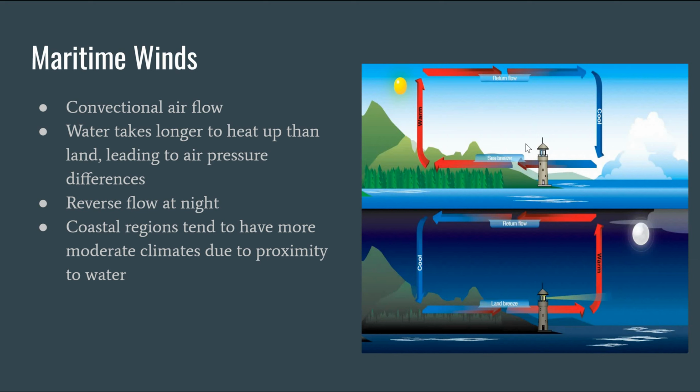And so there's typically a region of lower pressure over the land. And as we know with wind, the air from a higher pressure region will flow to a lower pressure region. And that's basically these maritime winds, like a sea breeze, for example. And then during night time, water takes longer to cool down, so wind is going to flow in a reverse direction from the land. This is typically why coastal regions, or regions situated closer to large bodies of water, tend to have more moderate climates, due to the moderating effect of the water.